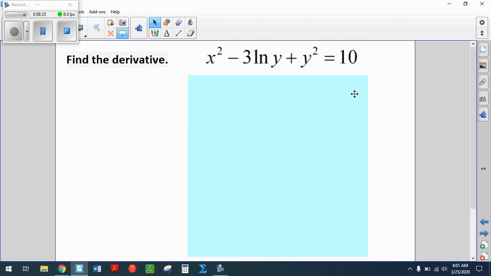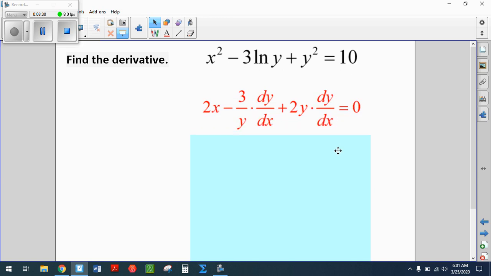This example is intended to show you implicit differentiation. So I'm just going to move the blue box down slowly and talk about each line. You can pause it as you go and see if you can work it out on your own. So the derivative of the first part is just 2x, that's easy. The minus 3 natural log y, derivative of that is going to be negative 3 over y, right? Derivative of natural log y is 1 over y, and then times the dy dx. And plus y squared, we talked about that, 2y times dy dx.